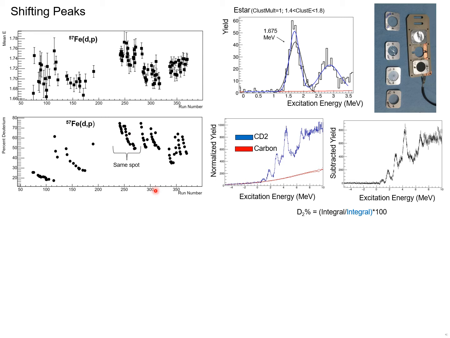So this causes problems in calculating the excitation energy because we are assigning the wrong angles to our protons and we're getting incorrect proton energies. We calculate this percent deuterium by using the ratio of a carbon subtracted excitation energy to just the CD2 excitation energy spectrum. And so in this case, it would be the ratio between this black spectrum and this blue spectrum here.